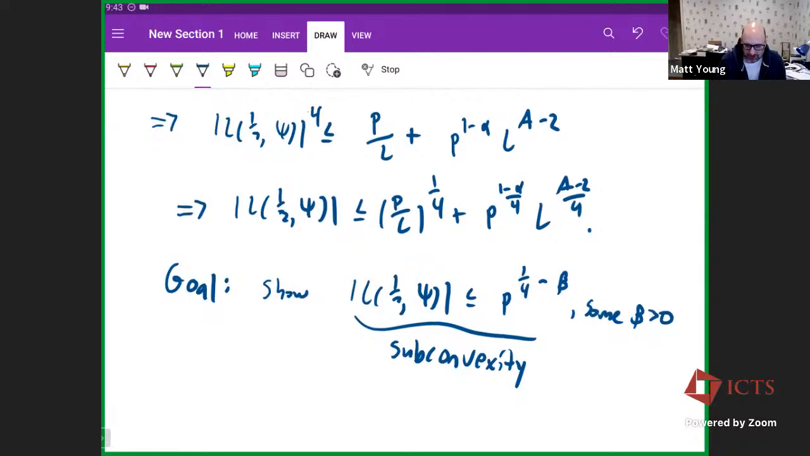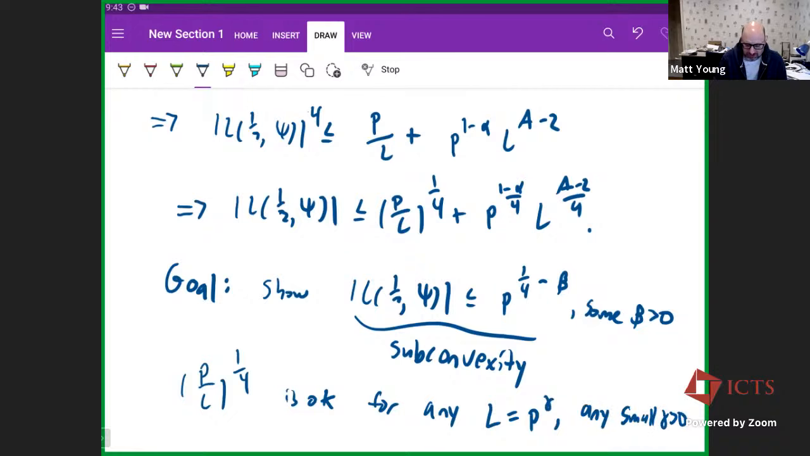If you look at both of the two terms in this bound that we got, both of them are going to be okay. So the P over L to the 1/4 is okay for any L that is a small power of beta.